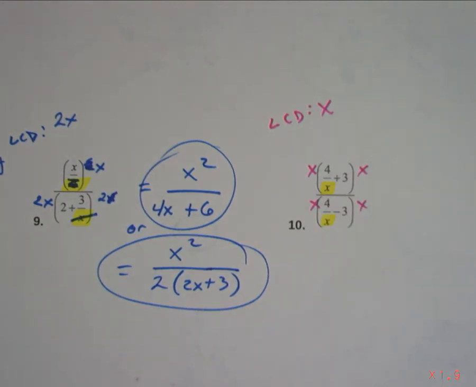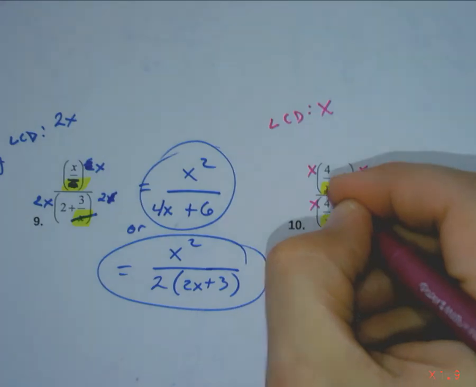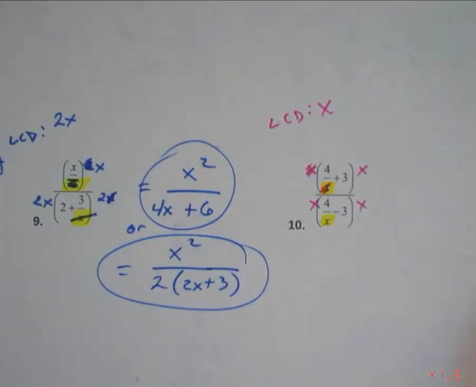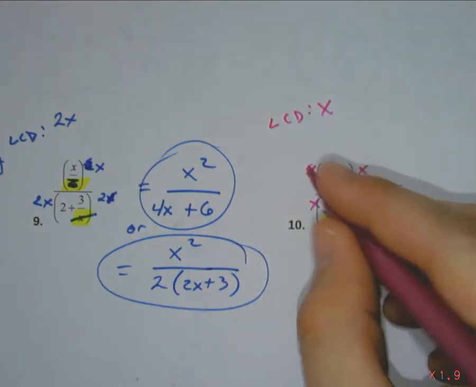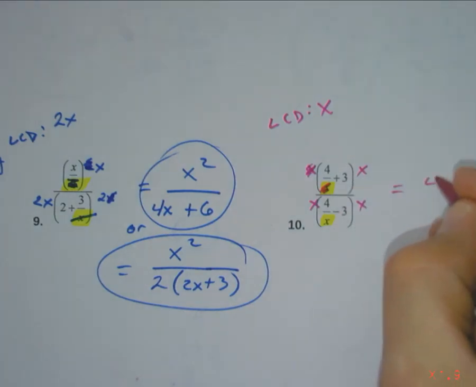Then we wave our fingers. Everybody wave your fingers. And anything highlighted reduces, disappears. So this x cancels. I get 4 plus 3 times x is 3x.